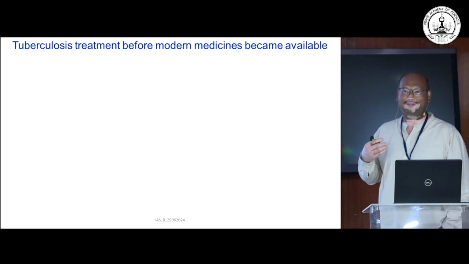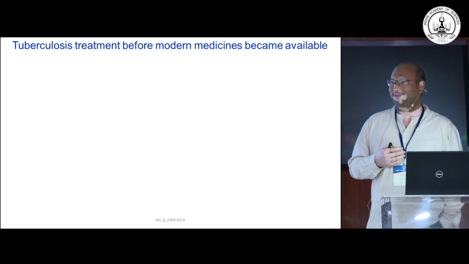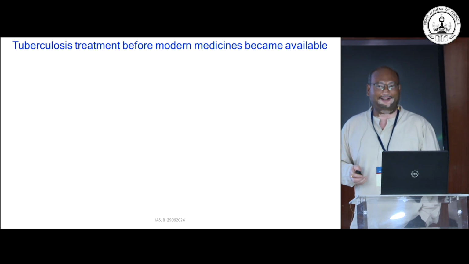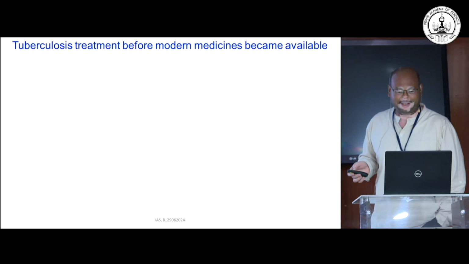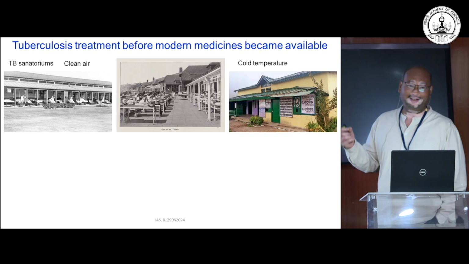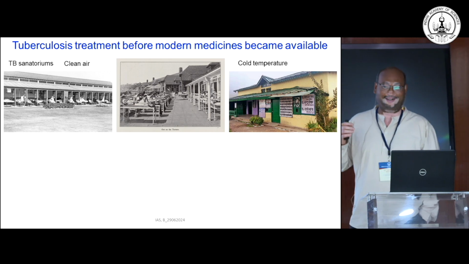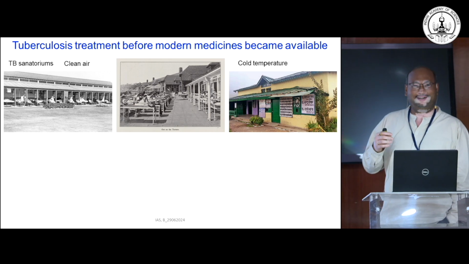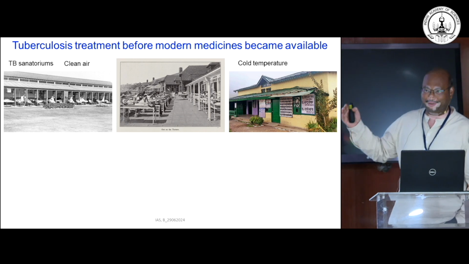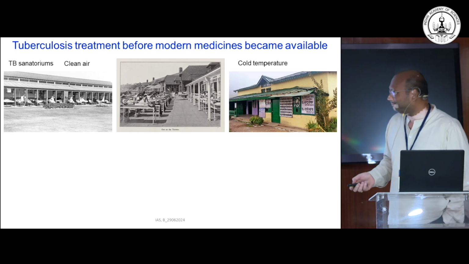Before modern medicines became available, people were aware of what tuberculosis is and how it impacts life. There was no treatment at that time, of course, and the only solution was sanatoriums, usually at high altitude, cold places. The idea was that clean air and cold temperature delay the inevitable, but it hardly cured. Some of them were lucky enough to get cured, but nevertheless.